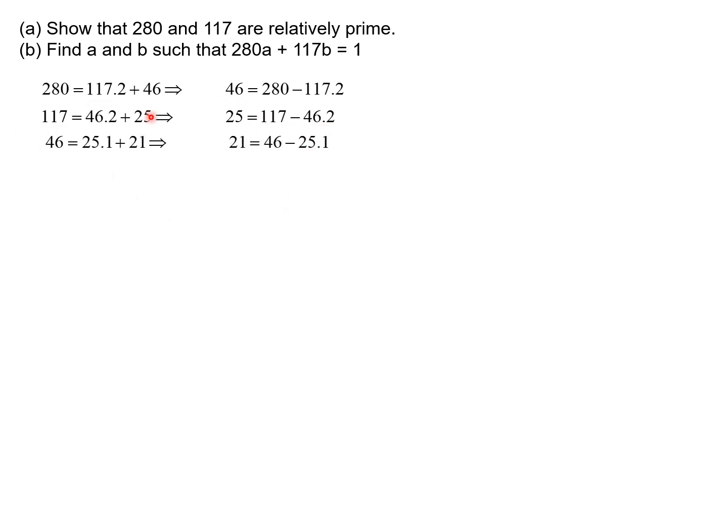For the next line, we simply divide 46 by the remainder 25. So it will simply be 46 equals 25 times 1, with remainder 21. We make the remainder the subject of the equation. For the next line, we take 25 and divide by the remainder 21. So 25 equals 1 times 21 plus 4. Then we make 4 the subject of the equation.